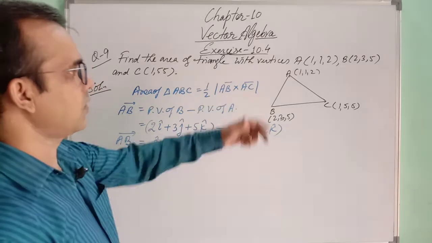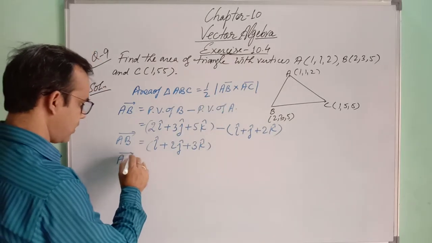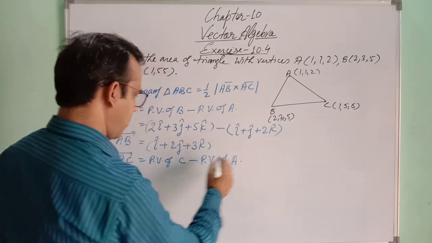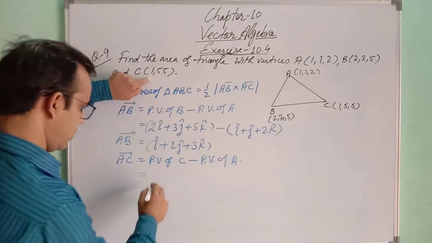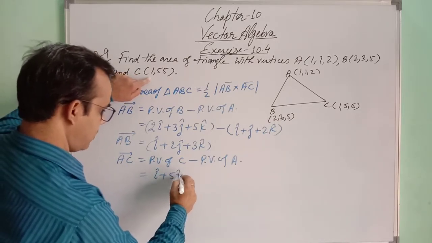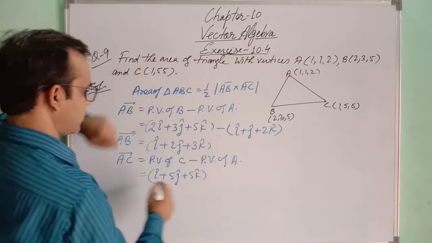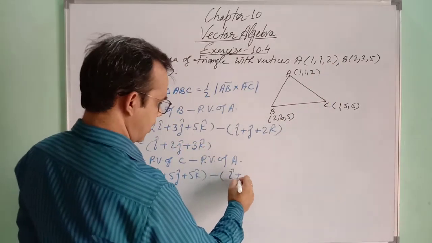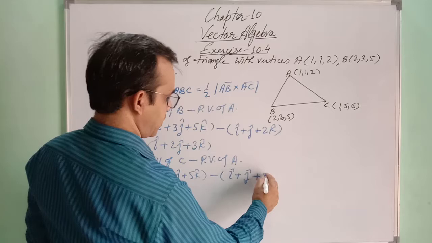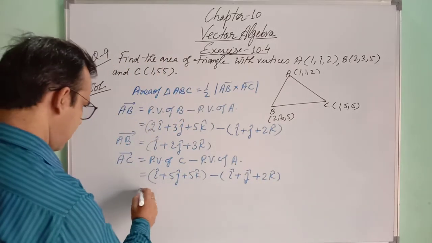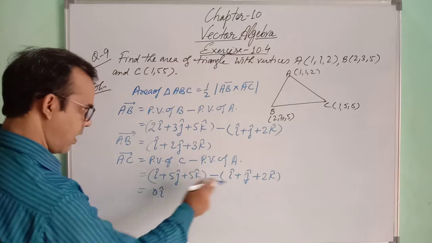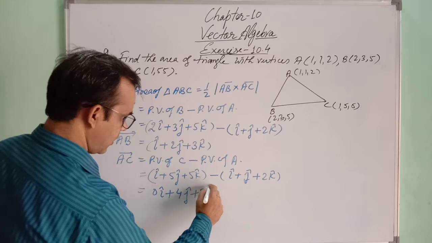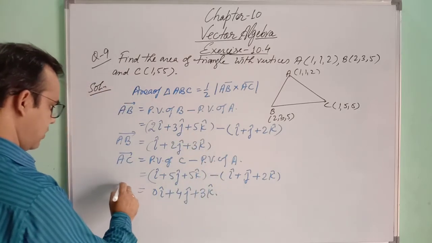The same way we will get the value of AC vector. So AC vector equal to position vector of point C minus position vector of point A. Now C may be written as i plus 5j plus 5k in vector terms, minus position vector of A. A is the point having this coordinate, so its position vector may be written as i plus j cap plus 2k cap. Now simplify it. 1 minus 1 is 0, 0 i cap, 5 minus 1 that's 4j cap, 5 minus 2 is equal to 3k cap. So this is AC vector.